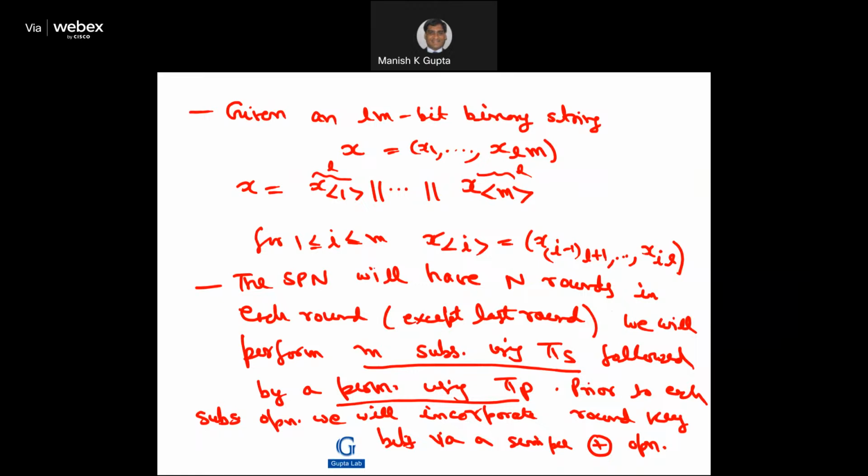So prior to each substitution operation, we will incorporate round key bits via an exclusive OR. Okay, this is a very specific thing. Now we are generating, so that function is simply addition. Exclusive OR from the plain text, right? That's what we are going to do.